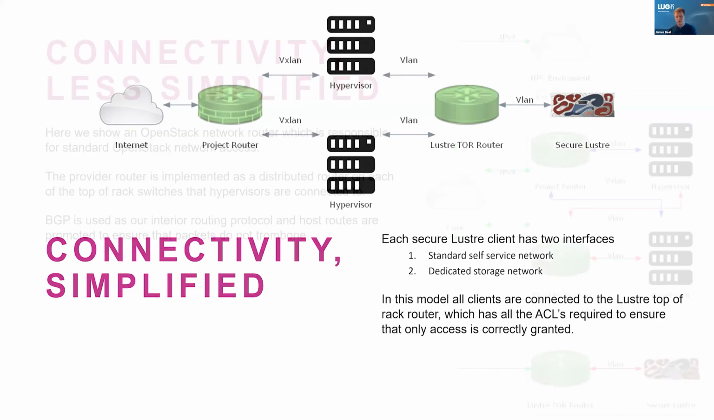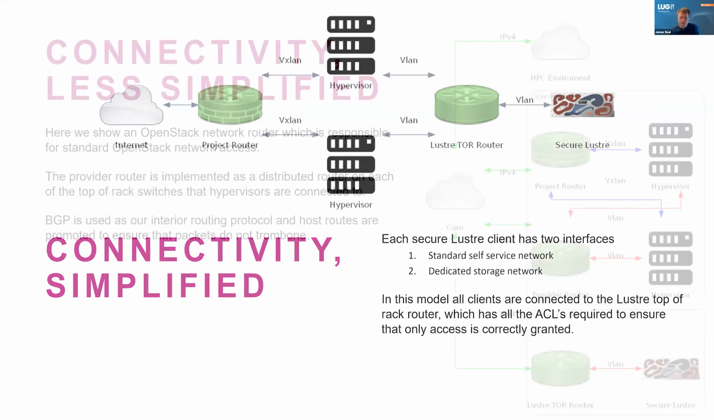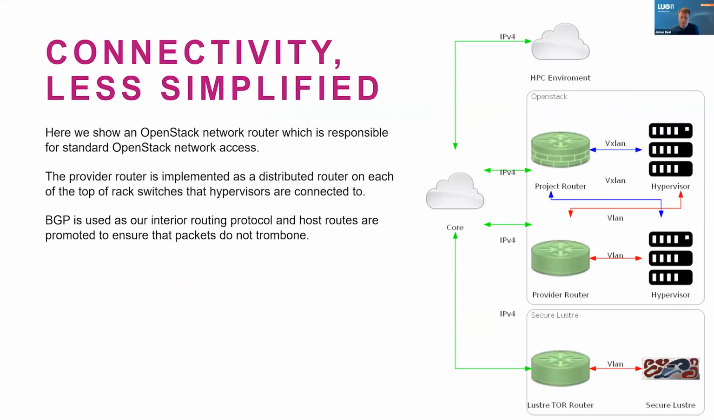In this slightly more realistic diagram, we show that the Lustre storage router is implemented on the top of rack switches that the hypervisors are connected to. These switch pairs are responsible for ensuring that only packets to the correct namespace on the secure Lustre system are allowed to first the router and then to the general network. We have a number of racks in our OpenStack instance, and across all these top of rack switches, an ACL is implemented as a distributed router.